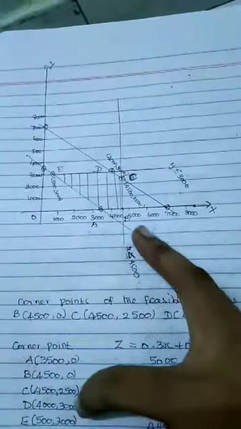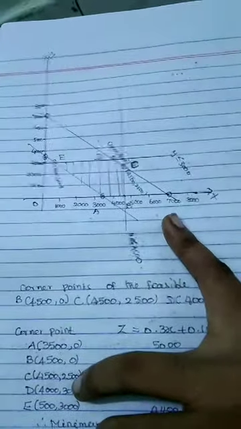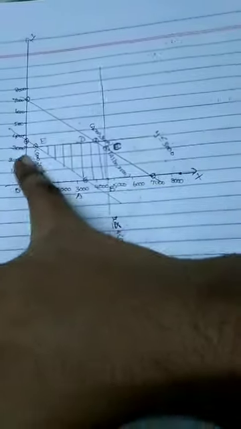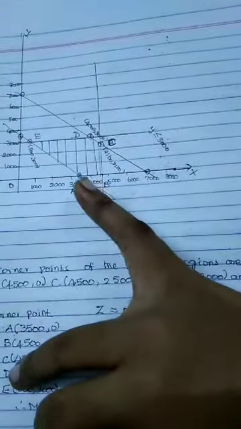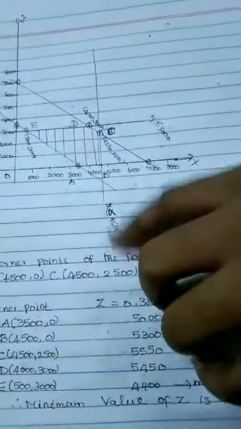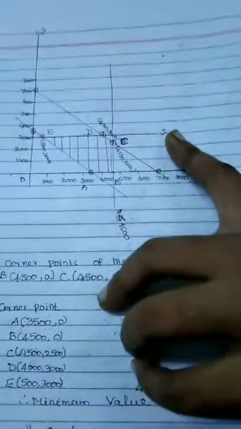Listen. First, X plus Y equal to 7,000 means we get 0 comma 7,000 here and 7,000 comma 0 here. And then X plus Y is greater than or equal to 3,500 means 0, 3,500 here, and then 3,500, 0 here. X is less than or equal to 4,500, we are representing here, and then Y is less than or equal to 3,000, we are representing this line, and the region in between is called our feasible region.